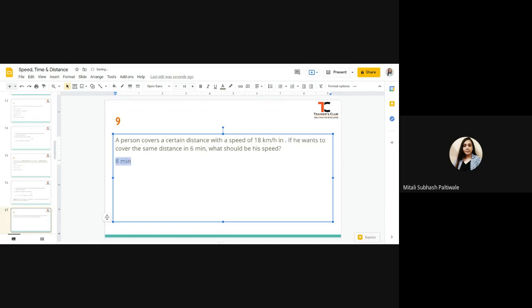Now look at this. 8 minutes is equal to 8 by 60 hour. How 8 by 60 hour? 8 minutes, and in 1 hour there are 60 minutes. So this would be it. Similarly for the other, 6 minutes will become 6 by 60, which is equal to 1 by 10 hour. This is your time 1 and this is your time 2. And the speed is given as 18 kilometer per hour.